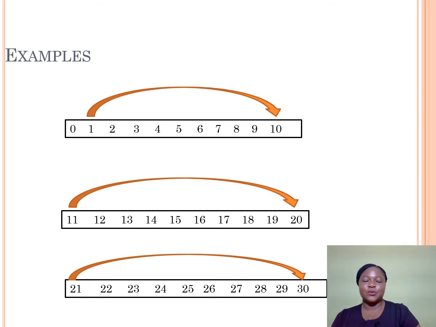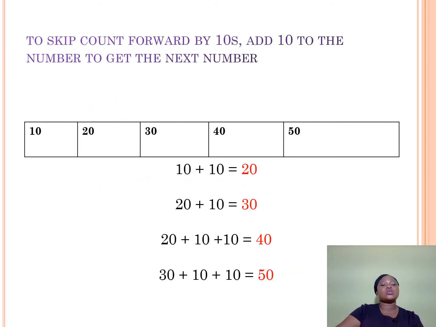Good. So we do the same to the third one and we got 30. So 10 plus 10, 20, then 20 plus 10 again we get 30. Good. So to skip count forward by tens, add 10 to the number to get the next number. As I said, you are going to add 10 to the number to get the next number.